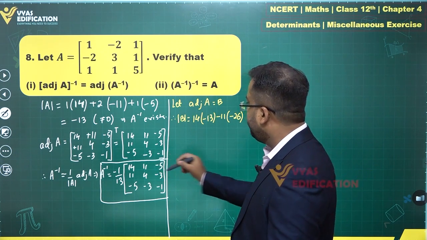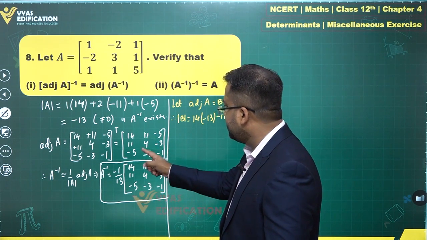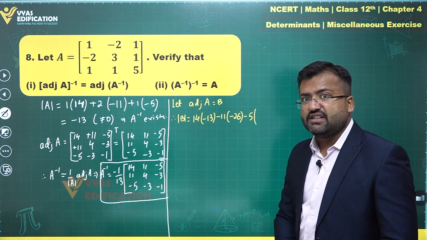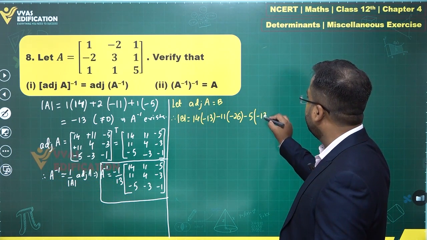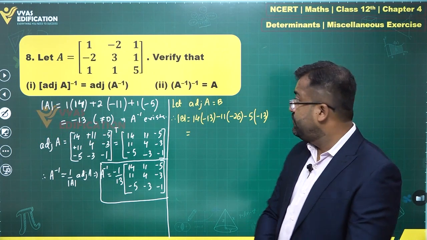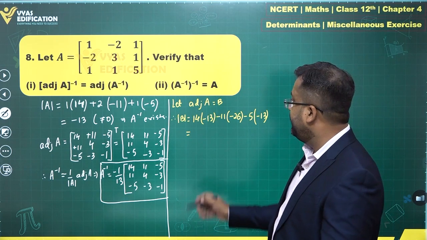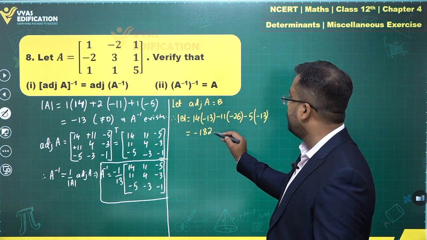Okay. Then you have minus 5 extra, and with that you have minus 33 plus 20, minus 13 is what remains. What will this simplify into? 14 times 13 is 182, minus 182 is what I'll be getting.